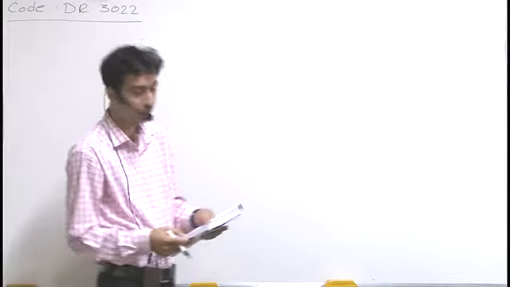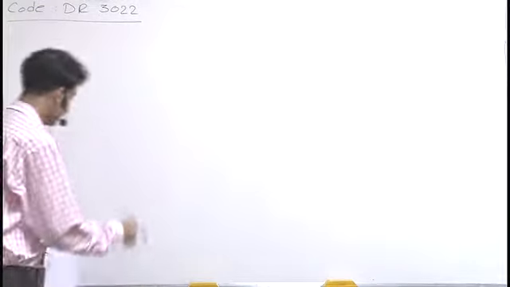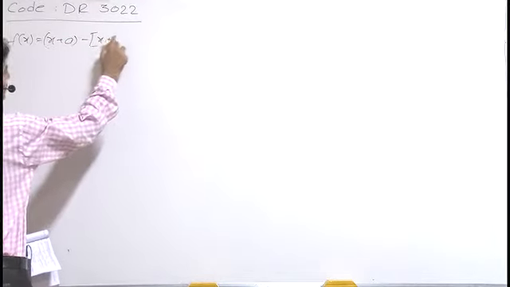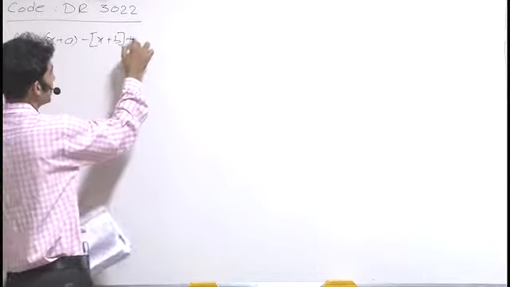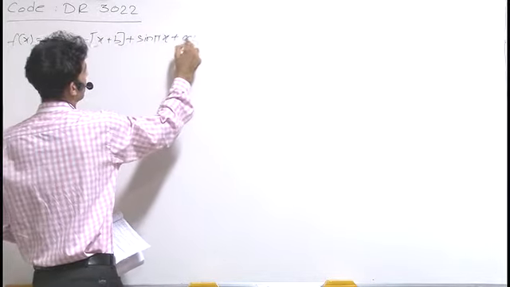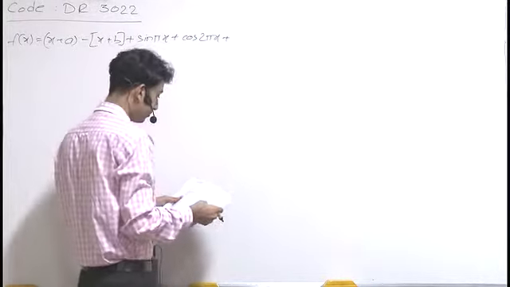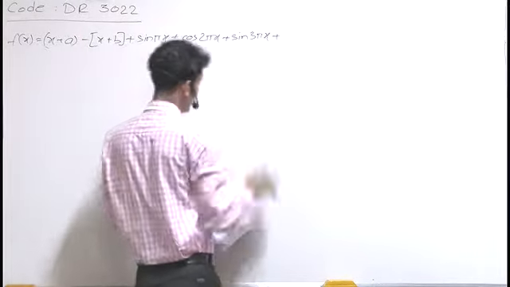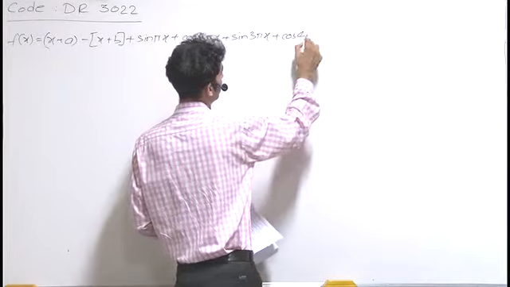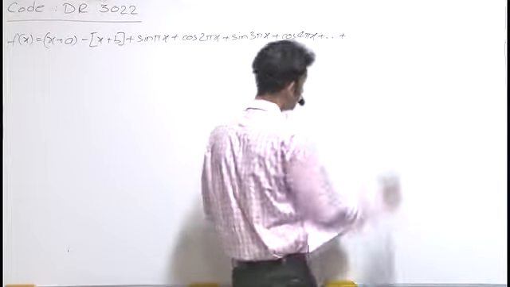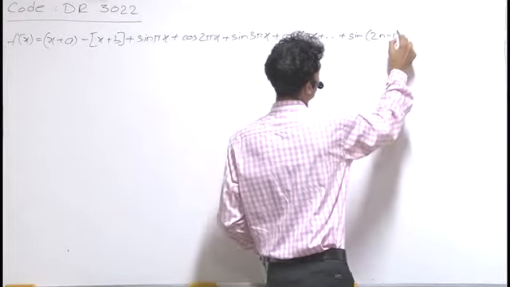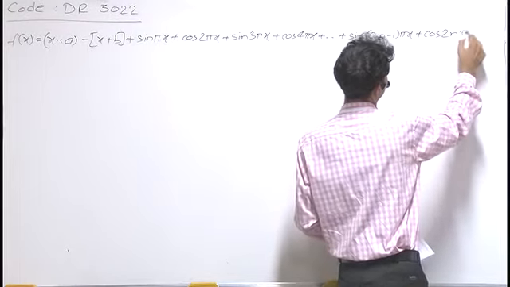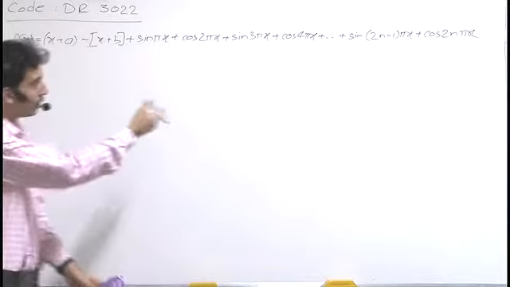In this question, we have to find the fundamental period of a given function. The given function is f(x) = x + a - [x + b] + sin πx + cos 2πx + sin 3πx + cos 4πx, and so on up to sin (2n-1)πx + cos 2nπx, and we have to find the fundamental period of this function.